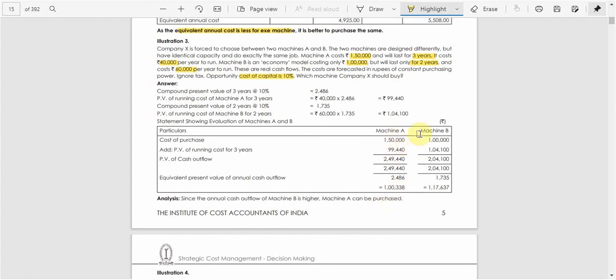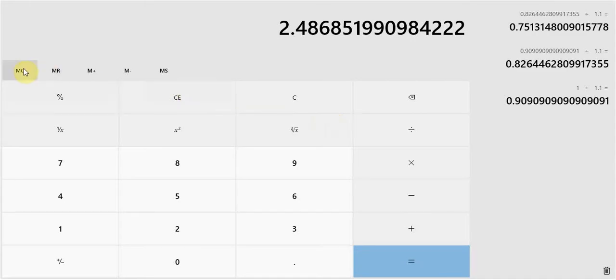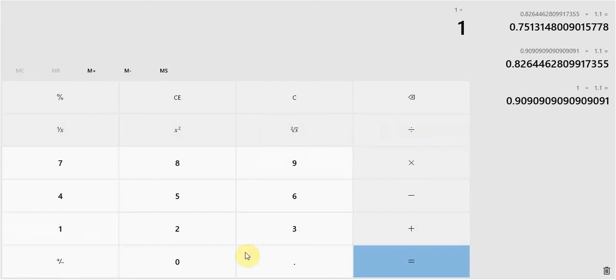Similarly, we need to calculate for machine B also. So here for machine B, the cost of purchase is 1 lakh, that is given in the problem, right? And for the maintenance cost of machine B, the compound value is given as 1.735. So how we arrive at this value 1.735, we will see again using the calculator, also memory clear. So 1 divided by 1.10 because 10% is the cost of capital.